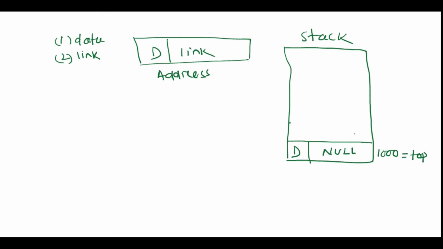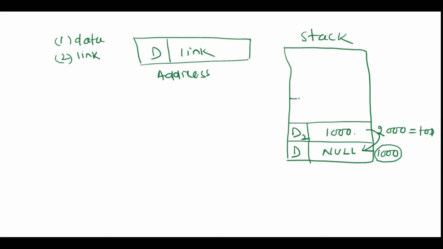Now when you insert a second node into the linked list, suppose this contains data D2. Let the address of this node be 2000. Its link will contain the address of the previous node. The address of the previous node is 1000, so this will be 1000. Now this will be the top instead of the previous one. So the link is like this.